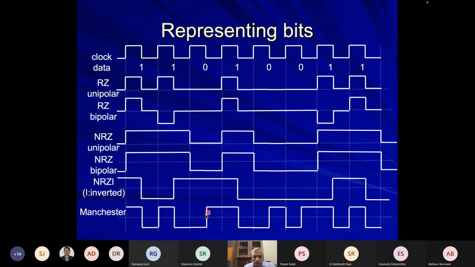Another way of looking at this is that each clock period is split into two halves. You have high followed by low for a 1, and low followed by high for a 0.